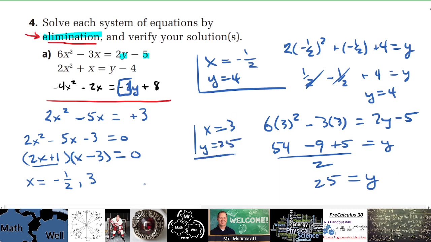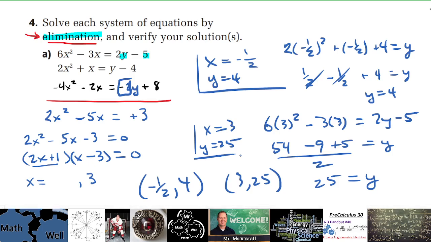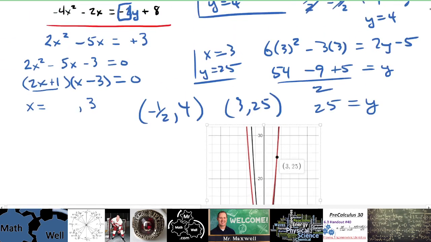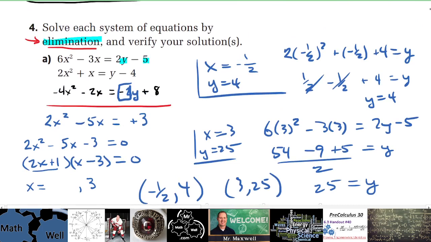So it appears that my solutions are -1/2, 4, and 3, 25. So if I've done my algebra right, those are the answers. And then you can graph that or whatever to double check those. So I graphed those on Desmos, and yeah, the intersection points here are -0.5 and 4 and 3, 25, so they do check out there. Okay, so that's 4A.